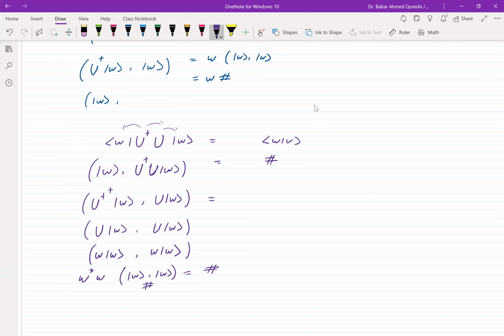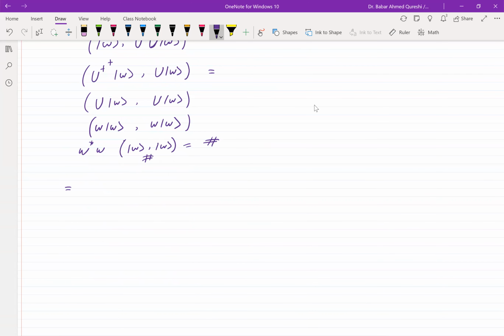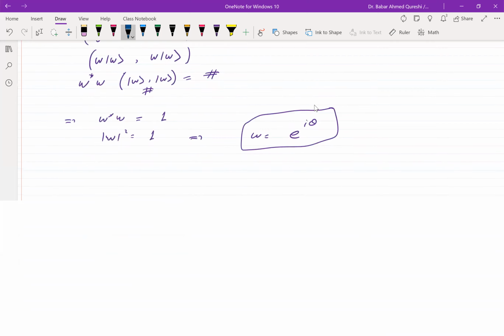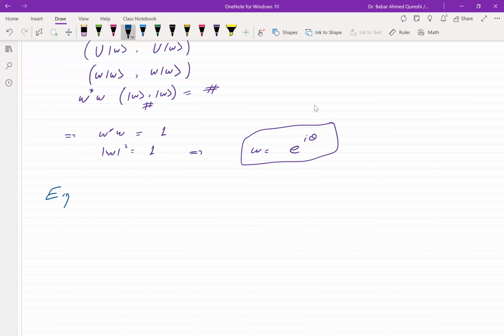This is the same number h. So it's saying that W star W is one, W mod square is one. So that means W is of this form, R is one. So eigenvalues are phases. And just like we did before, you can show that the eigenvectors, although eigenvalues are not real, they still exist.